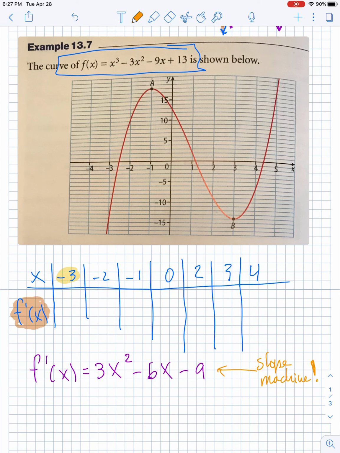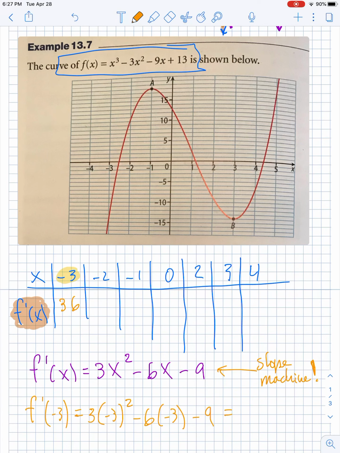So negative 3 into the derivative is f prime of -3 equals 3 times (-3) squared minus 6 times -3 minus 9. At this point, you could certainly reach for your graphing calculator. Let me see, -3 squared is positive 9, times 3 is 27, minus 18, this, that, and the other. I believe this is positive 36. So I put a 36 in here.